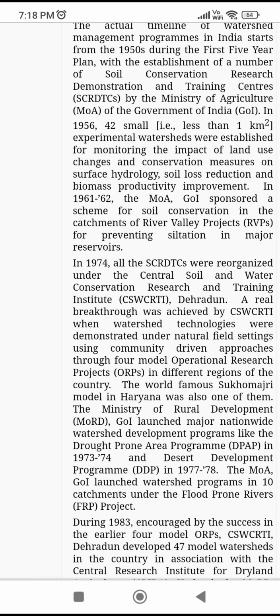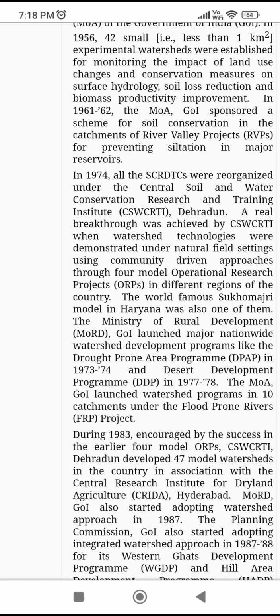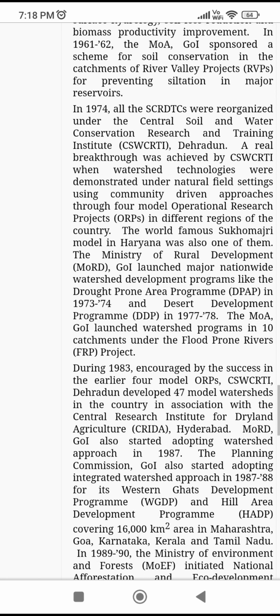Now one more full form: Central Soil and Water Conservation Research and Training Institute, Dehradun. Then Operational Research Project, ORP. Then Drought Prone Area Program, DPAP. Remember this from exam point of view, DPAP, Drought Prone Area Program. Then Desert Development Program, DDP. Then Flood Prone Rivers Program, FPRP.